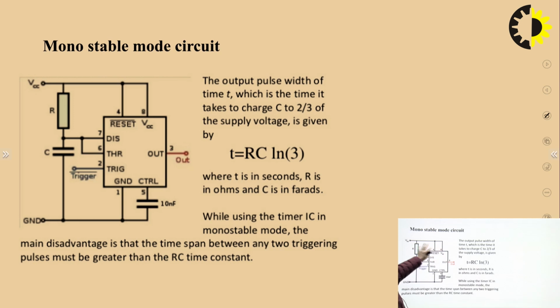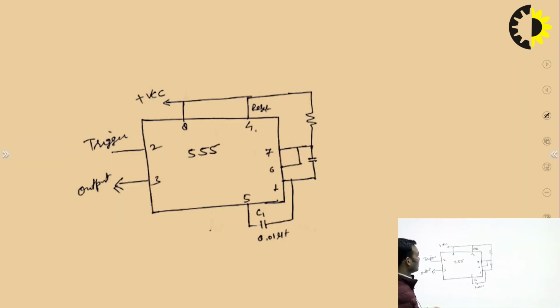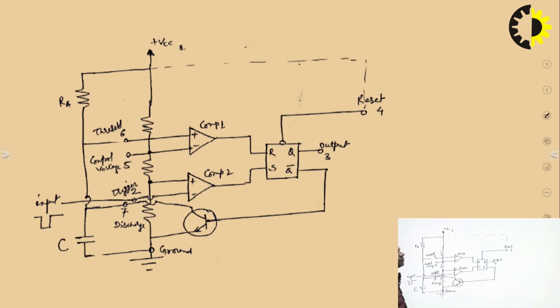This is the pin diagram of monostable multi-vibrator. These externally connected resistors and capacitors should be connected in this way, so that the 555 timer will work as a monostable multi-vibrator. And this is the functional block diagram of monostable multi-vibrator. See, what we have done, we have connected one resistor RA, one capacitor C.